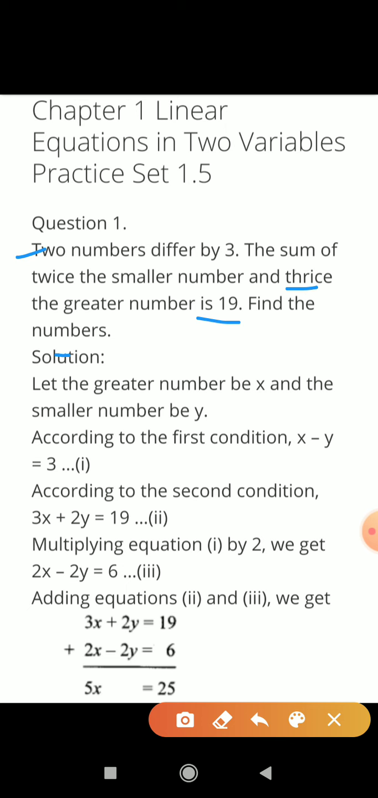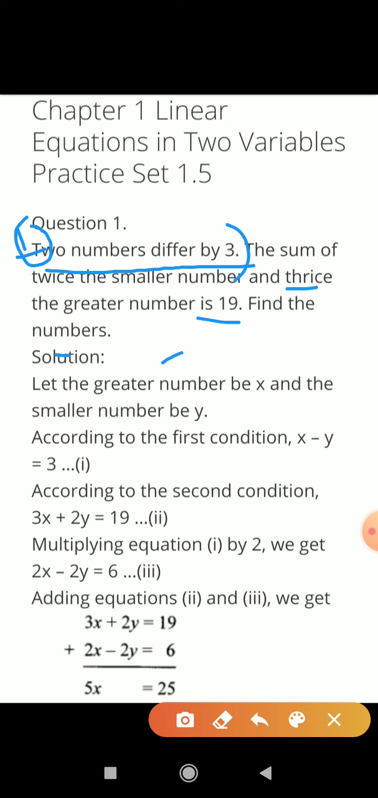Now the first condition is that two numbers differ by 3, that is, their difference is 3, that is, greater number minus smaller number, their subtraction is 3. So here we have to consider first the greater number and the smaller number. For example, suppose the greater number is x and the smaller number is y. Then this is our first condition, that two numbers differ by 3. So we can write the equation, that is x minus y is equal to 3. So this is our first condition.